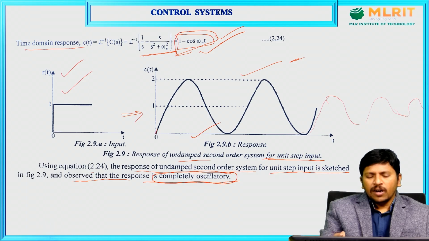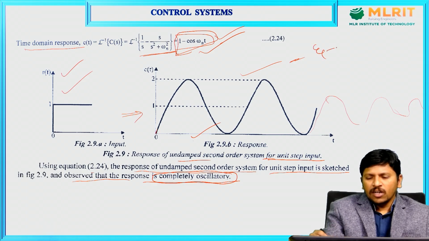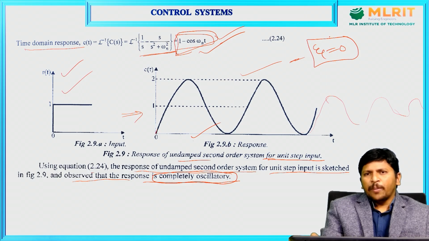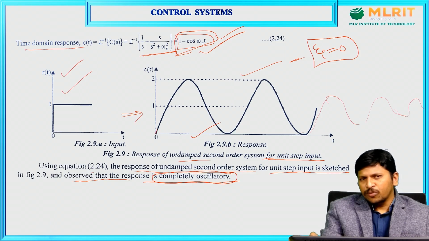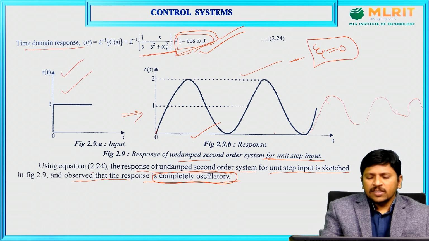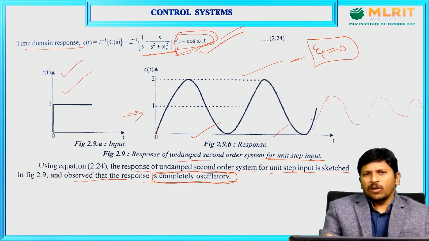Undamped is nothing but zeta equals 0. Zeta means the damping ratio, right? Based on the damping ratio, the system can be classified into 4 categories. I already explained all these points in the previous class. In this session we observe the response of the undamped second order system for unit step input, that is zeta equals 0. This is the output and this is the response graph.